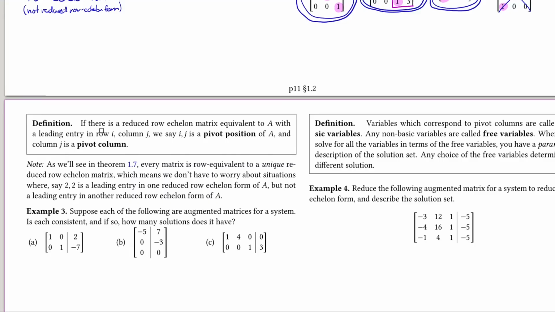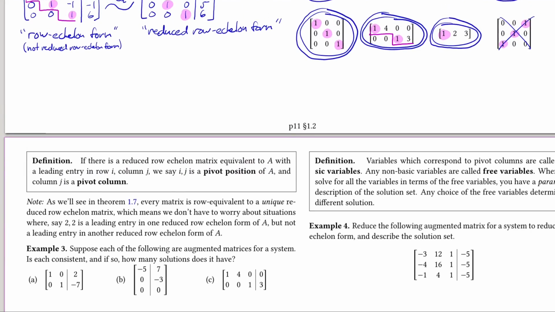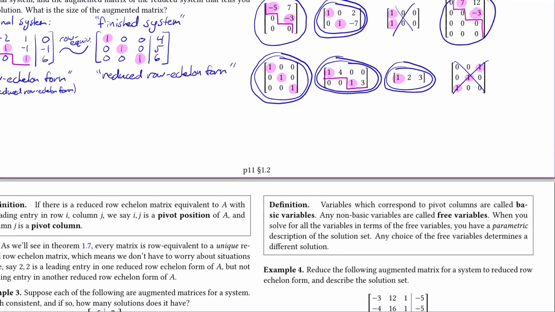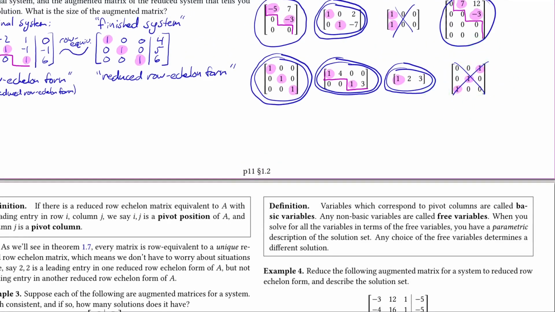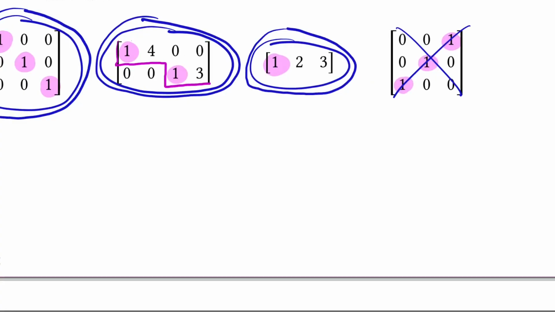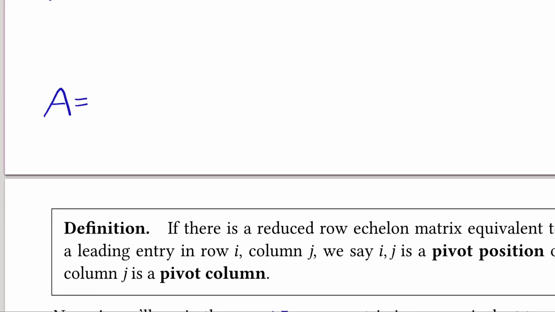This says, if there is a reduced row echelon matrix equivalent to A, row equivalent to A, with a leading entry in row i, column j, we say that ij is a pivot position of A, and that column is a pivot column. So let's look at something that's not actually in echelon form at all. Maybe the example from last time that wasn't in row echelon form because the leading entries are not to the right of the ones above it. So the question is, what are the pivot positions of this matrix A?